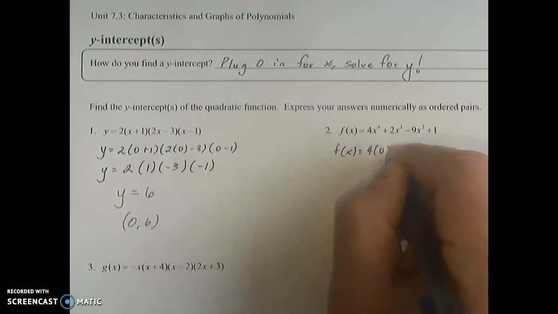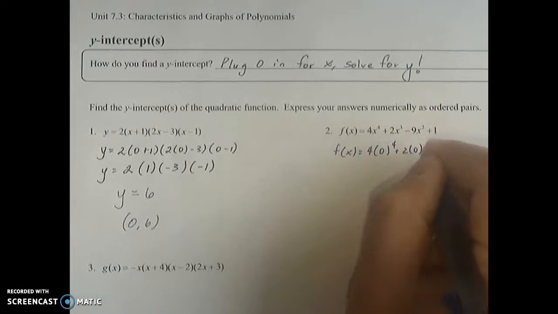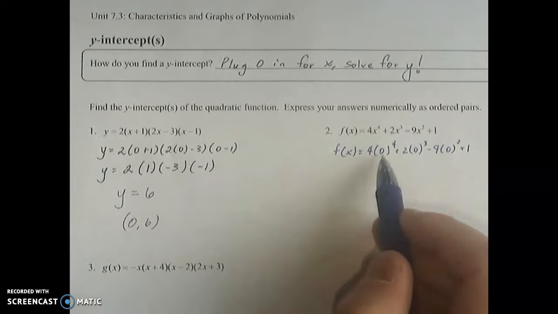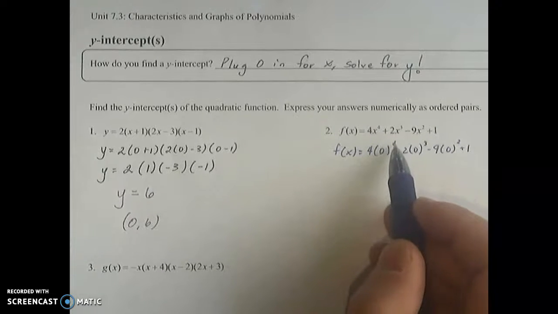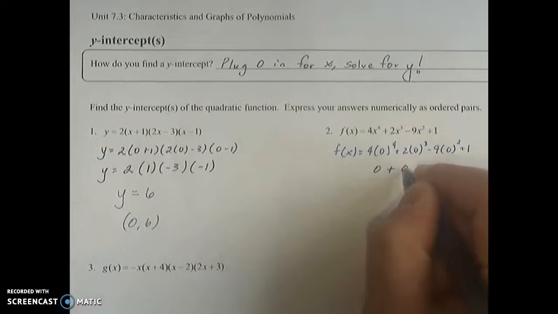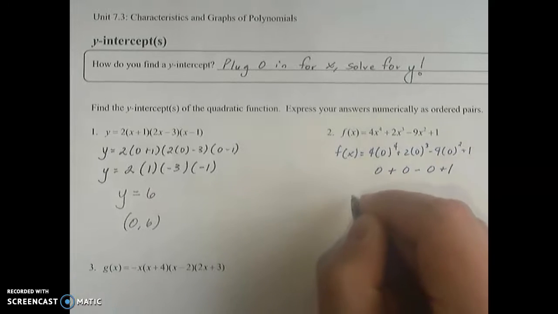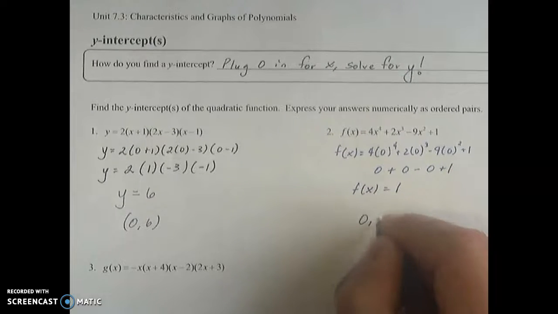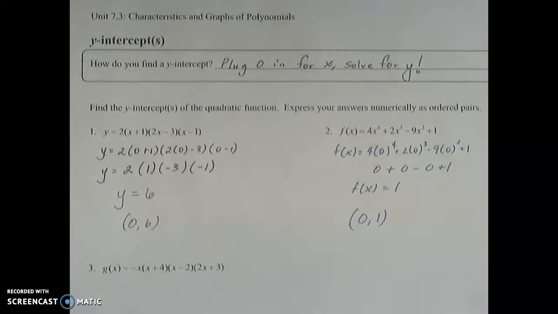Plug in 0 for x, plug in 0 for x, plug in 0 for x. We multiply, we square 4, when we take 0 to the 4th power, we get 0, multiply by 4. All of these will turn into 0. Like I said, our y-intercept then would be just the constant, or in this case, (0, 1).